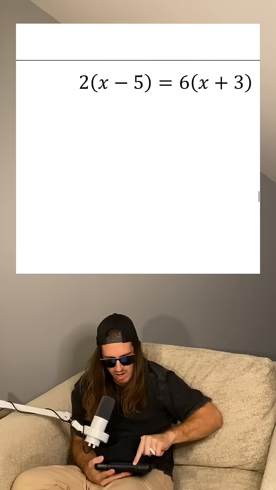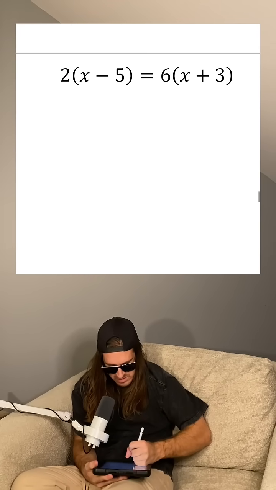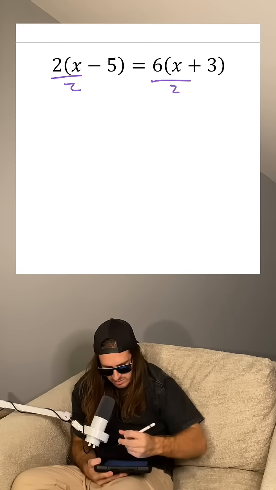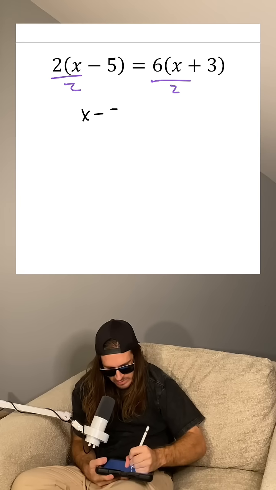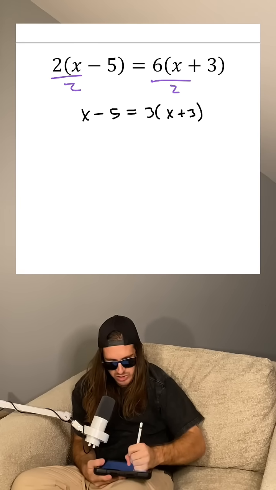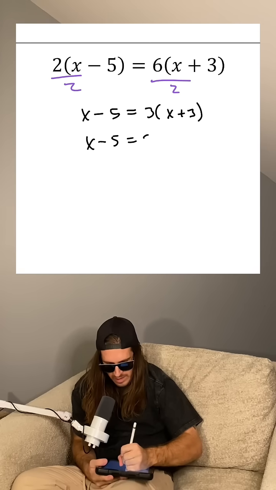Let's start this off the same way by dividing both sides by 2 instead of distributing. Divide by 2, divide by 2. So this is the same thing that we just did. That leaves behind a 3. And then if we distribute the 3, we get 3x plus 9.